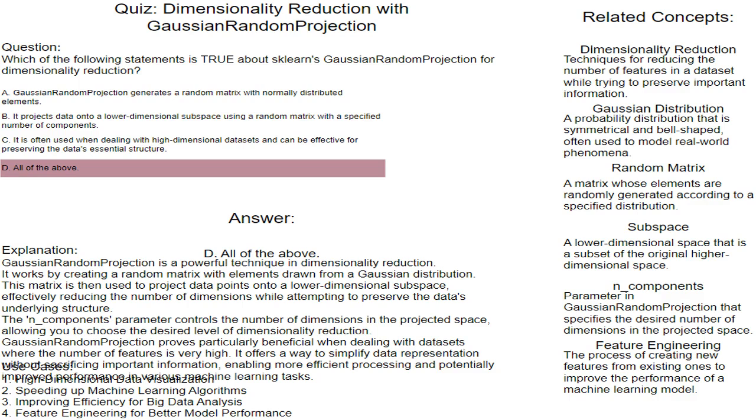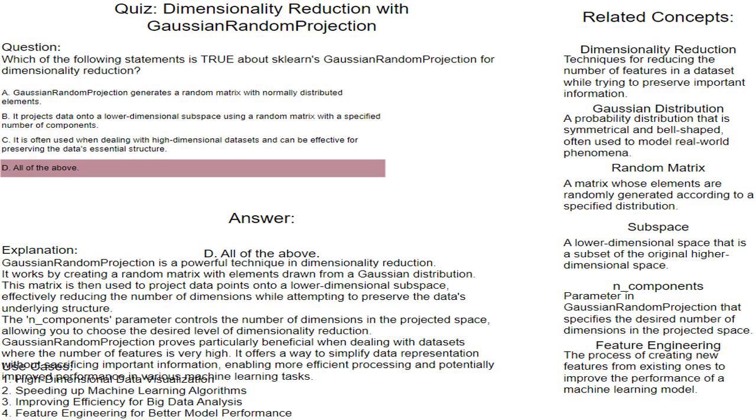Dimensionality reduction: techniques to reduce the number of features, or dimensions, in a dataset while trying to preserve the essential information. This can be beneficial for tasks like visualization, speeding up algorithms, and improving efficiency. Visualizing high-dimensional data, which is impossible to plot directly in its original form. Speeding up machine learning algorithms by reducing the computational complexity. Improving efficiency when analyzing large datasets with many features.